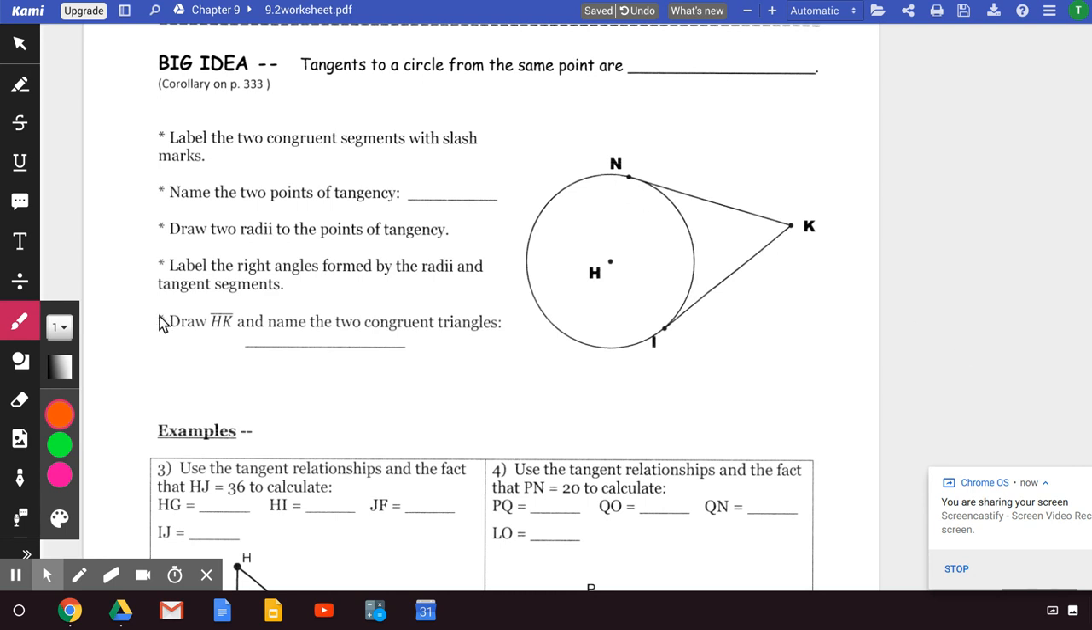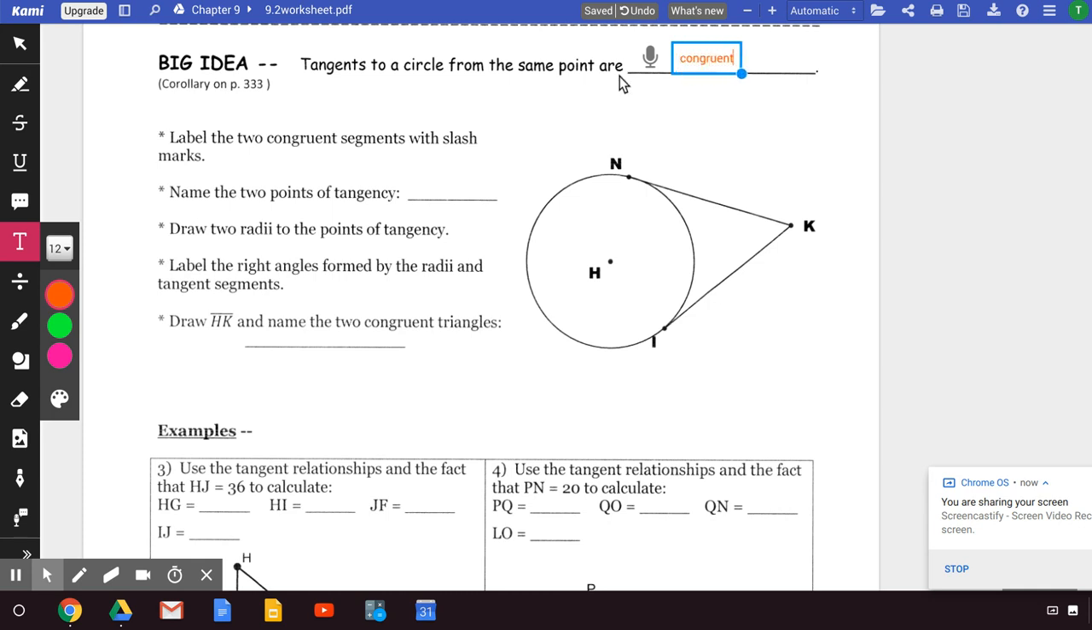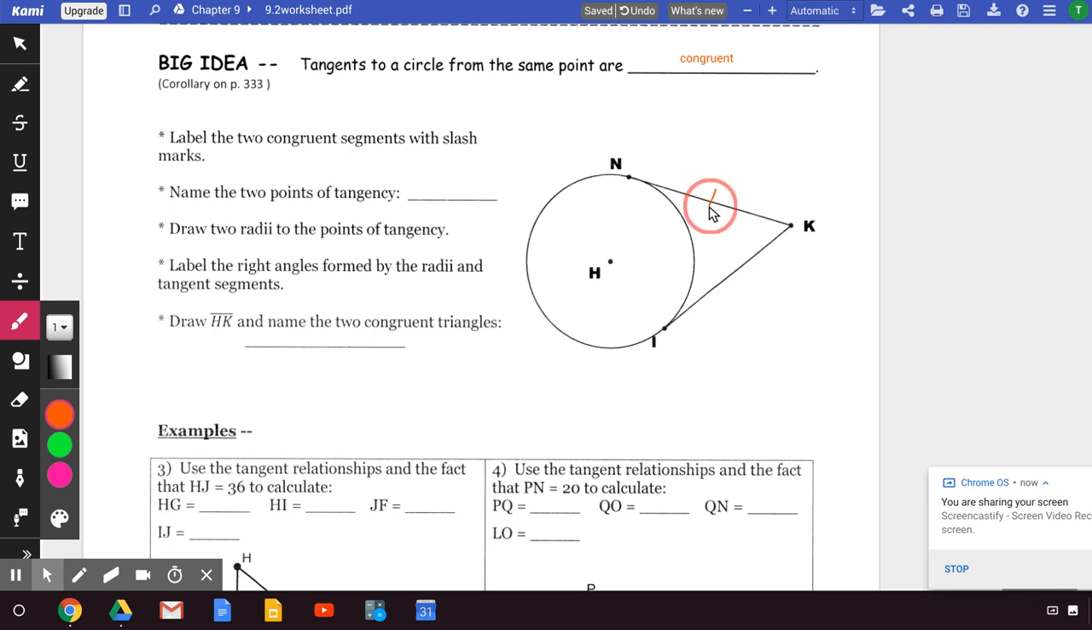Our next big idea is that if we have tangents to the circle from the same point, their lengths are going to be congruent. So for this example, we have 2 tangents, KN and KI. They're going to the same circle. We want to mark those as congruent. Those 2 line segments would have the same measure.